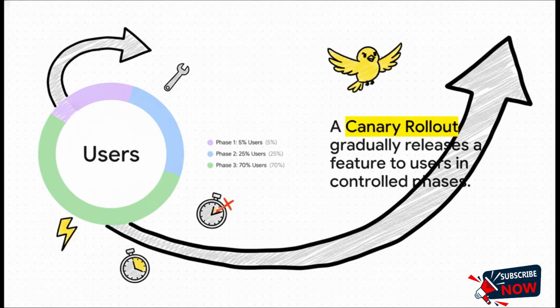You might start by sending just 5% of your traffic to the new code. All the while, you're watching your monitoring tools like a hawk. Are error rates climbing? Is the app slowing down? If everything looks good, you slowly dial it up, maybe to 25%, then 70%, until you've safely switched everyone over. It takes some sophisticated tools, but it's incredibly powerful.